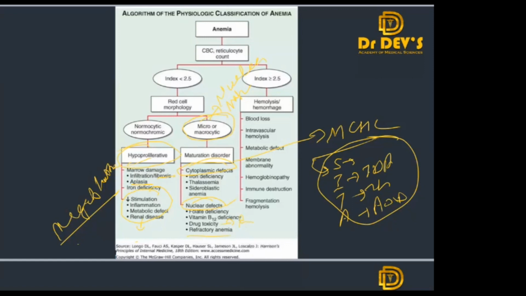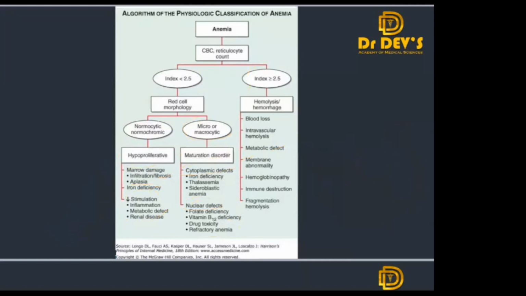The bone marrow can have a defect in proliferation or a defect in maturation. In proliferation defects, the bone marrow is not working: something has invaded the bone marrow or something has stopped it. These are the hypoproliferative anemias. Then we will see the maturation defect, which can be due to a cytoplasmic or nuclear defect. So this is the approach to anemia. Then what other investigations can we do?